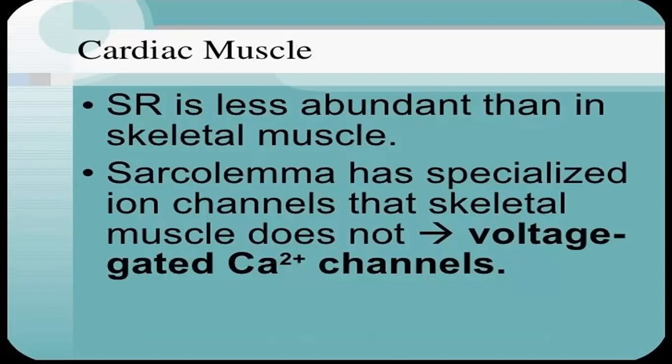Now, the sarcoplasmic reticulum is less developed in cardiac muscle as compared to skeletal muscle. The T tubules and the voltage-gated calcium channels are somewhat similar, but T tubules are much better developed in cardiac muscle as compared to the skeletal muscle, because calcium needs to come from the extracellular fluid into the sarcoplasm.